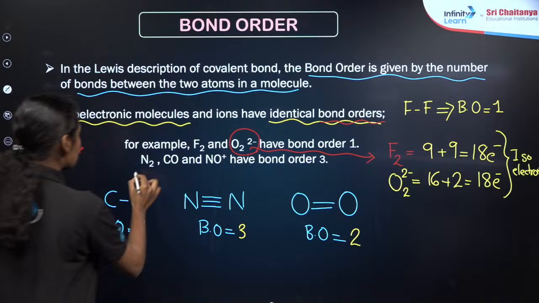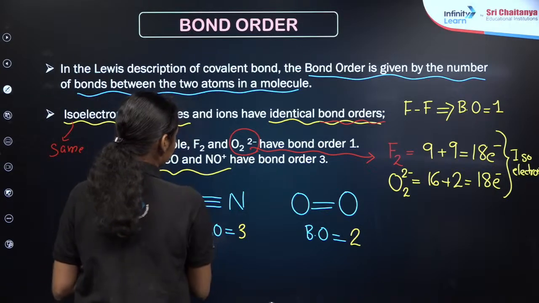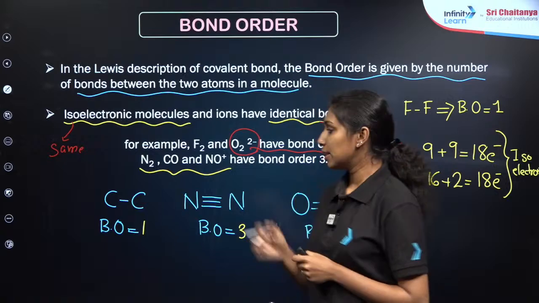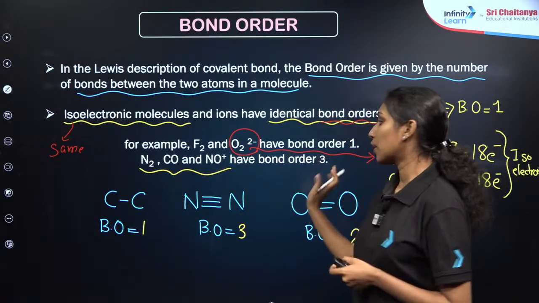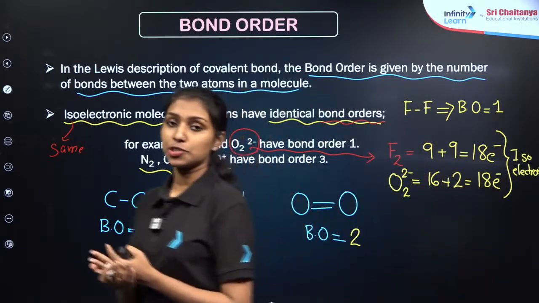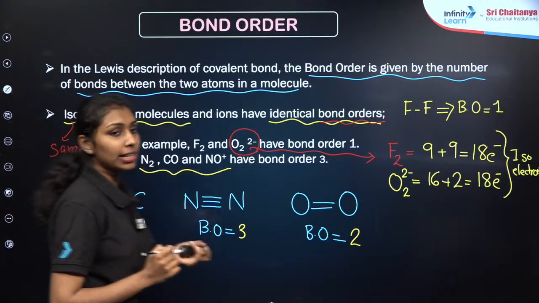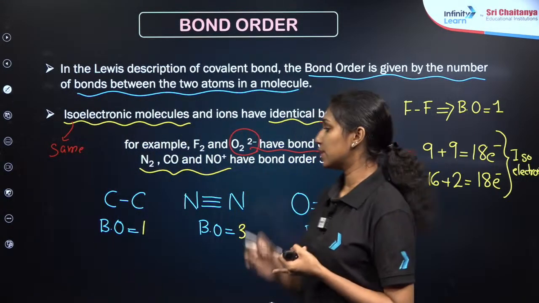Then what about these species? Just calculate whether they have the same number of electrons or not. In the case of N2 molecule, it is 7 plus 7, 14 electrons, right?